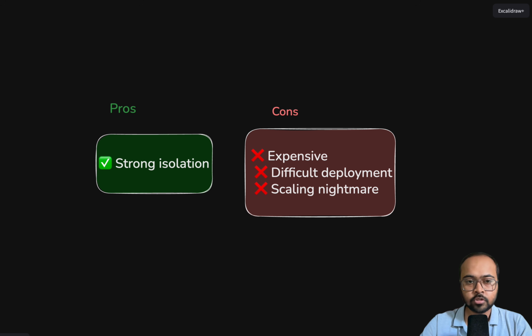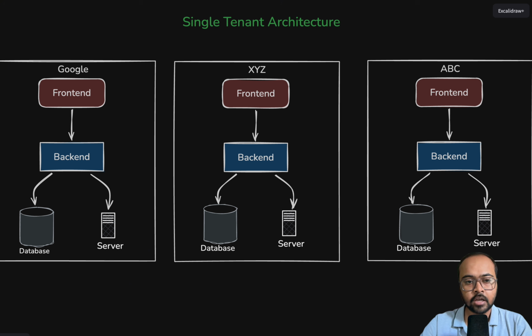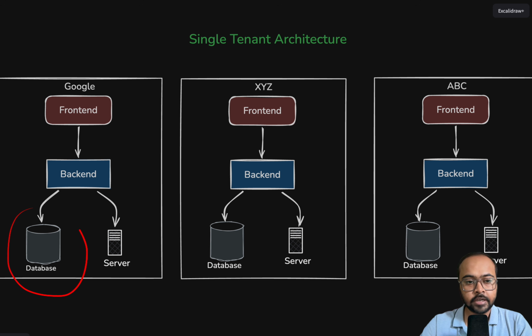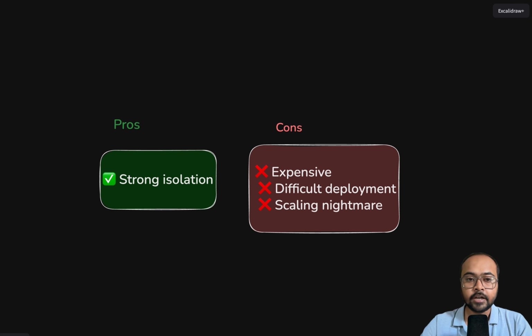Now let's talk about the pros and cons. As you can see here, for each customer, each enterprise or company, we are creating a separate database. One thing is definitely true: strong isolation. The data is isolated because this database only has the users from Google, and doesn't have users from XYZ or ABC. As a result, the data doesn't get mixed up or leaked. One company's users are not able to see the data of another company.